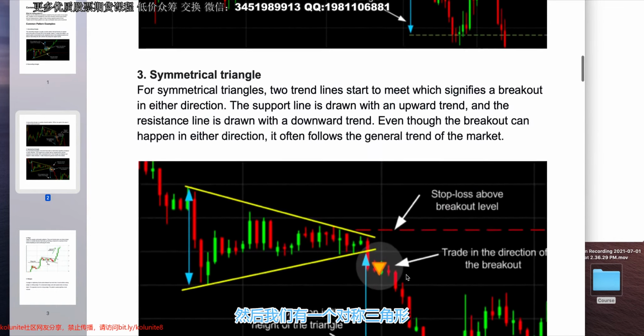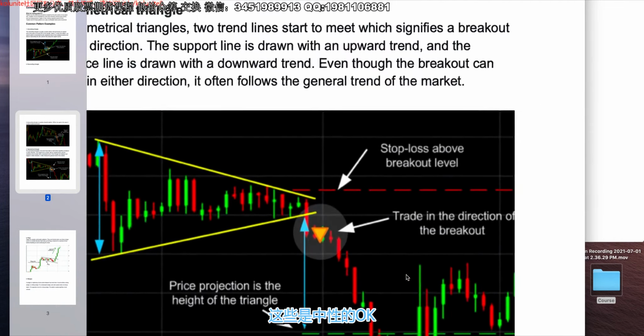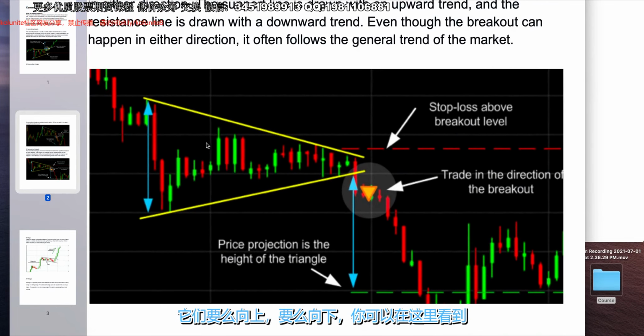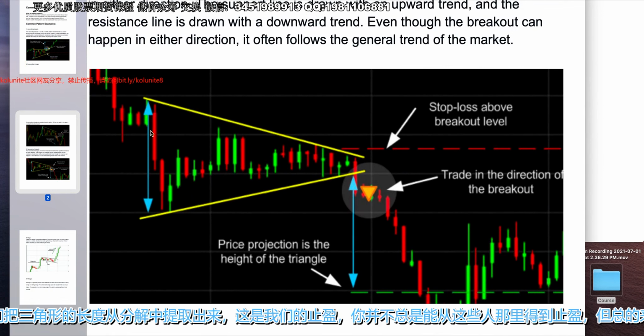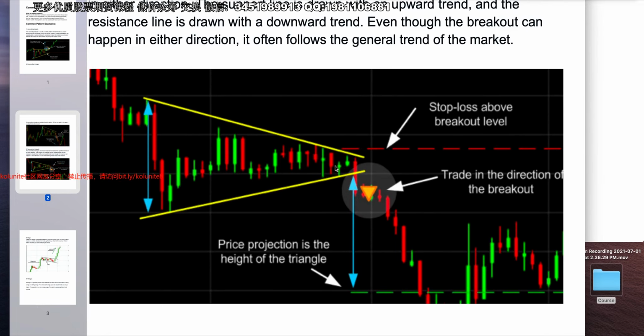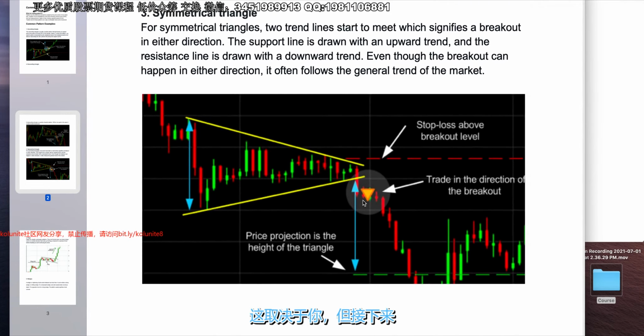Then we have a symmetrical triangle. These are neutral, okay? These will break either up or down. And you can see here, this is exactly what I was showing on the screen before, where we take the length of the triangle and we put it from the breakdown, and that's our take profit. You're not always going to hit your take profit with these guys, but in general, I like to wait for the retest. Some people don't. It's up to you.